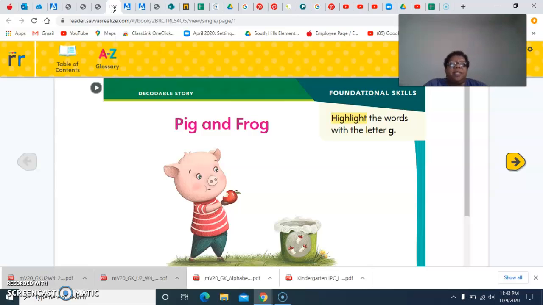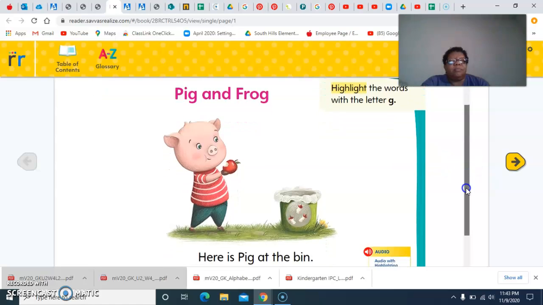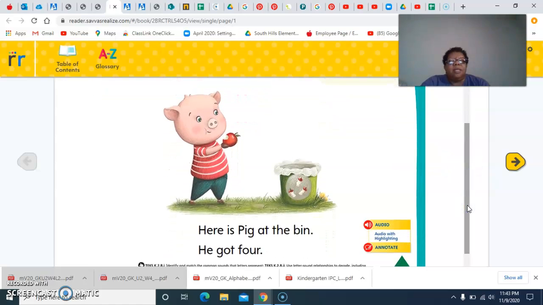Here's a story that's in your workbook that you'll read, and it's called Pig and Frog. And if you notice, it has the G at the end of the word, and it says, "Here is Pig at the bin. He got 4." So it has our sight words in there too.